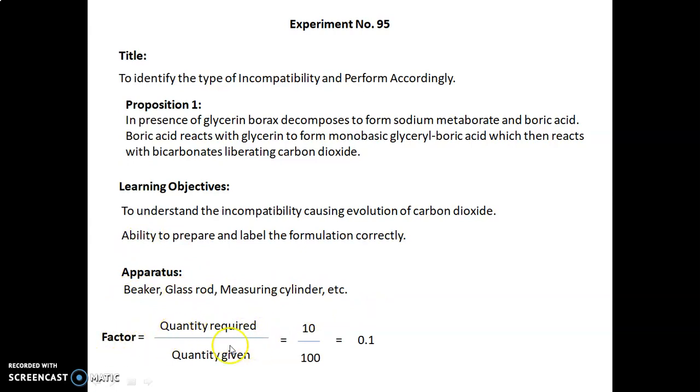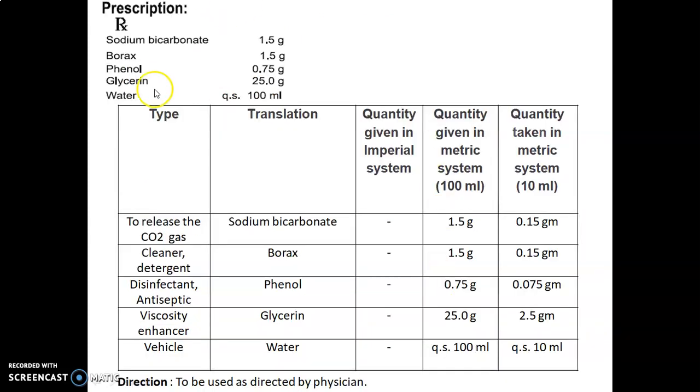Factor is calculated as quantity required upon quantity given, which is 10 upon 100, equal to 0.1. So we have the prescription, denoted by the symbol Rx. This is the prescription given over here. Let's discuss the formulation table in detail. Type, that is category, use or role of the ingredient. Translation means the name of the ingredient. We don't have the quantity given in the imperial system, as the formula is not given in Latin terminology. We have the quantity given directly in the metric system for preparing 100 ml. Quantity taken in the metric system is to prepare up to 10 ml.